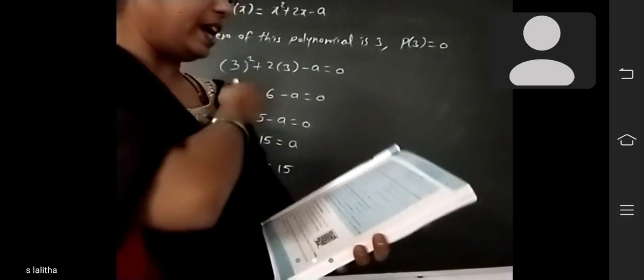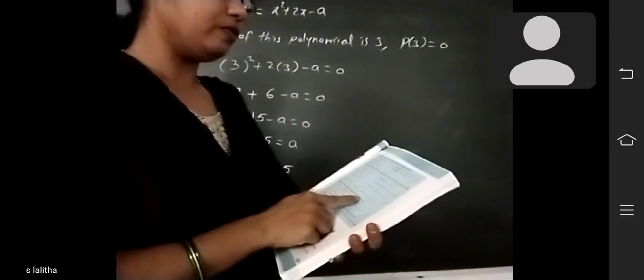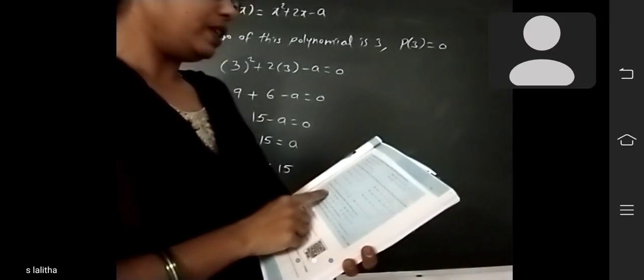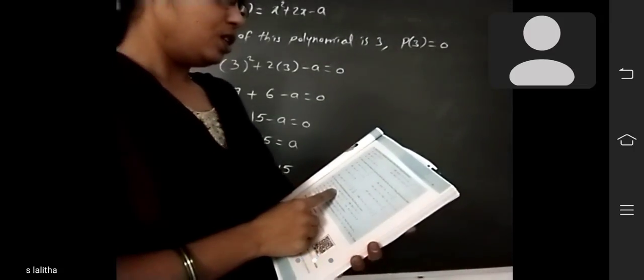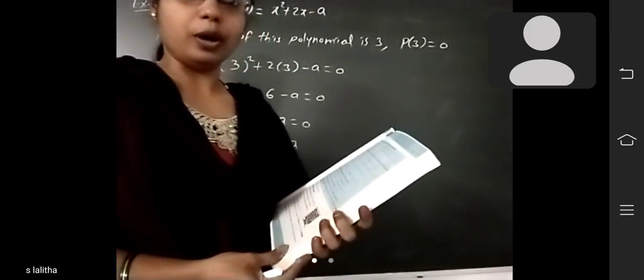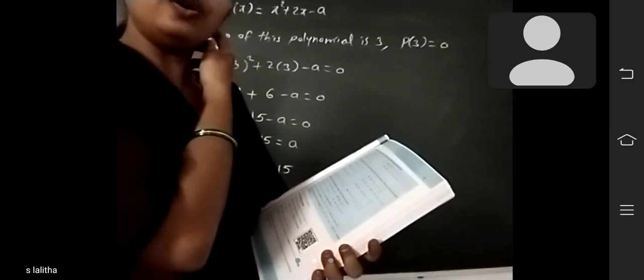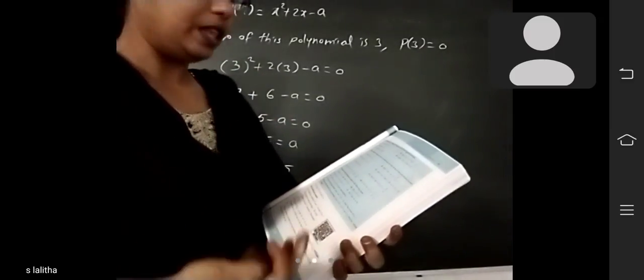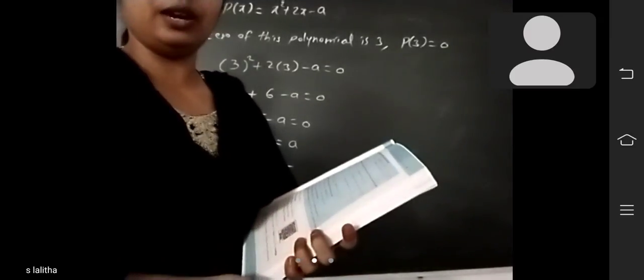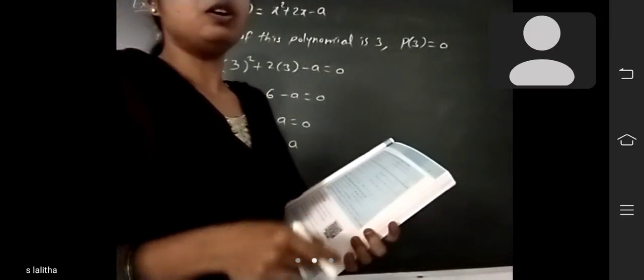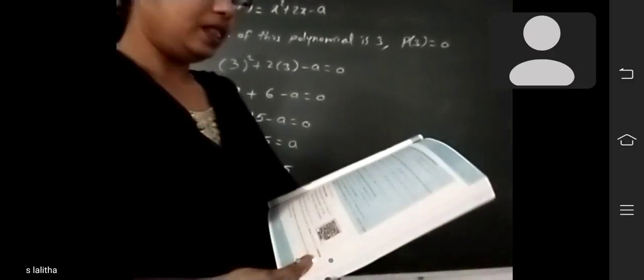Next, fourth Roman, find the zero of the polynomial in each of the following cases. F of x is equal to x plus 2. So you have to find the zero of the polynomial. That means what you have to do? F of x is equal to 0. That means x plus 2 equal to 0. So then x is equal to what will become? Minus 2. Like that you can do.